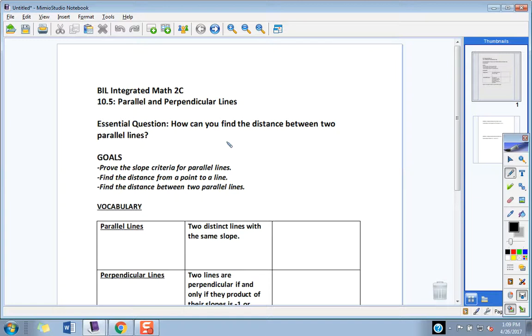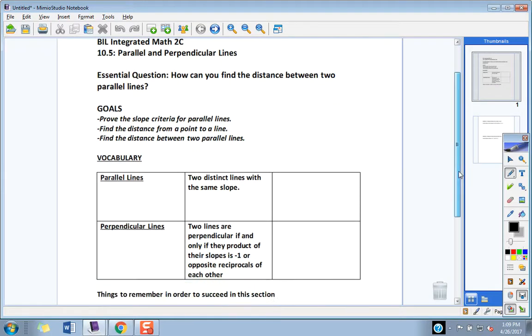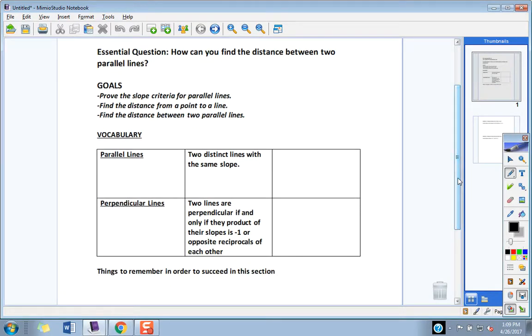The question we want to ask ourselves is, how can you find the distance between two parallel lines? This is going to be pretty short today. Goals to accomplish today: in order to answer our question, we need to be able to prove the slope criteria for all parallel lines. I think you're going to find out you know a lot more about this than you think. We're going to look at finding the distance from a point to a line. We've done that, but we're going to shorten the work with some tools we're going to use today. Then we're going to use those ideas to find the distance between two parallel lines.